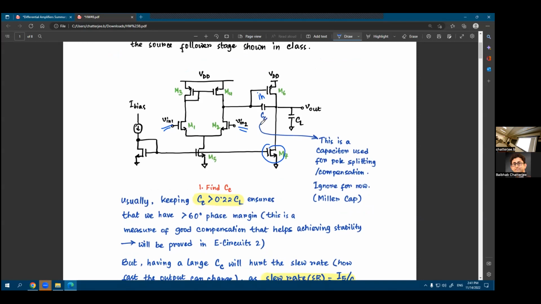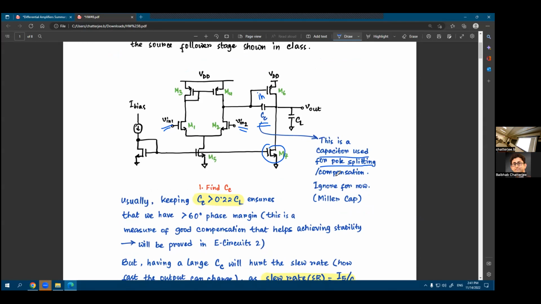Now, there is something that you see here which is new. This is called a capacitor that is used for pole splitting. So again, this will be part of e-circuits too, but we have discussed in brief what pole splitting means, what compensation means, and why we need it. You need compensation because you want a single pole system. You want only one pole in your op-amp. You don't want 10 poles in the op-amp, right? 10 poles may lead to instability. It may lead to oscillation, right?